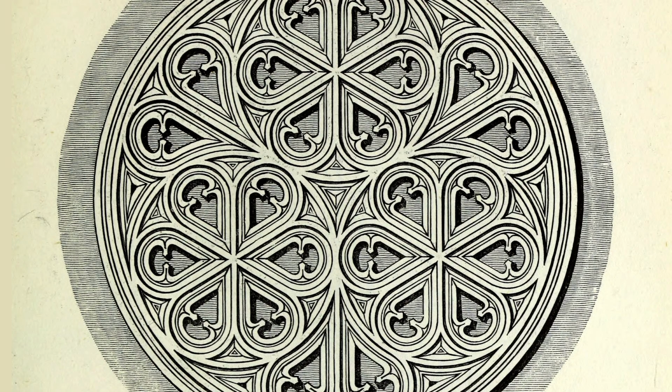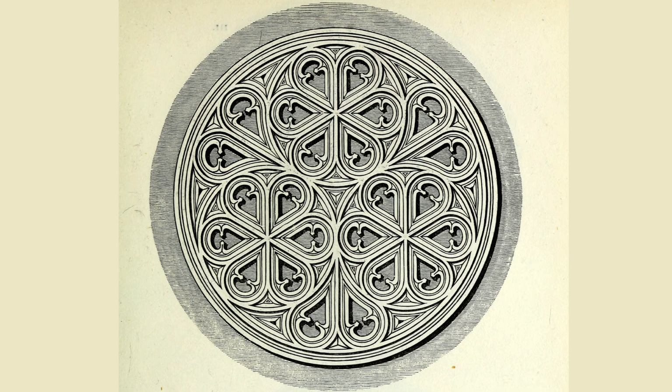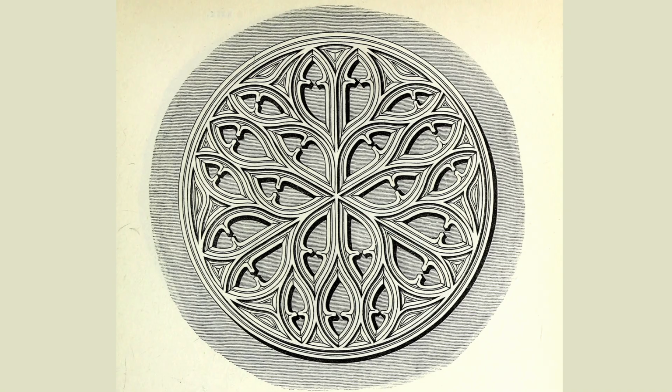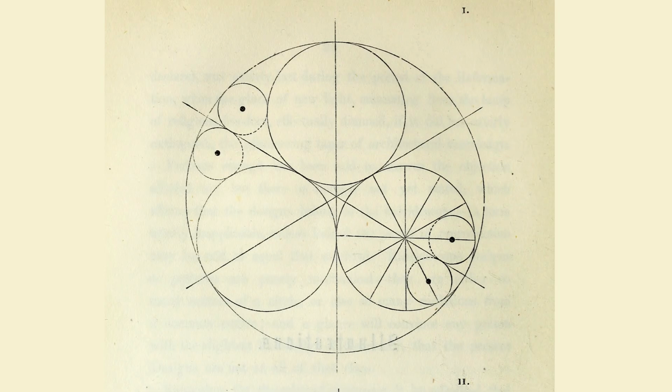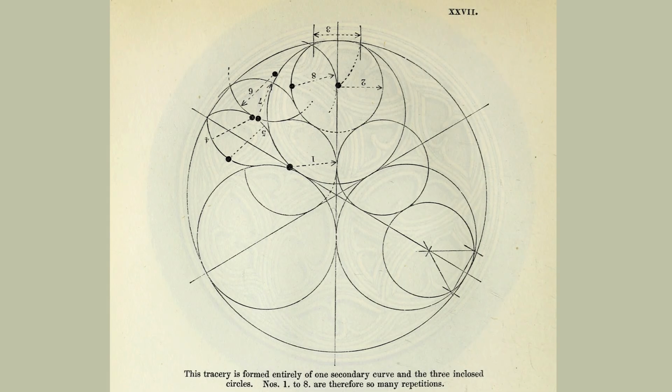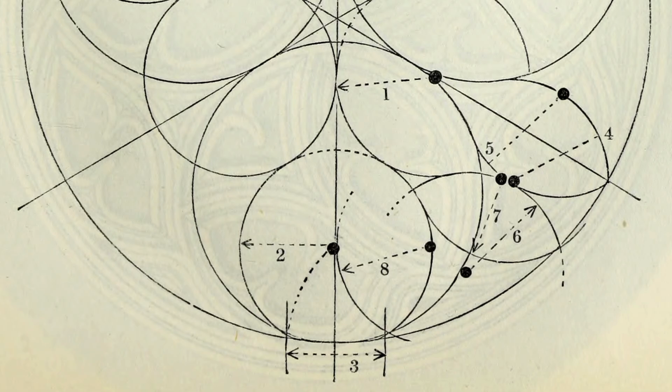Each plate represents a new possibility. One design might feel floral, like a petaled lily. Another feels sharp and aggressive, like a set of interlocking spears. Yet, when you look at the foundation diagrams provided alongside the finished plates, the illusion of complexity vanishes. You see the same circles, you see the same intersections.